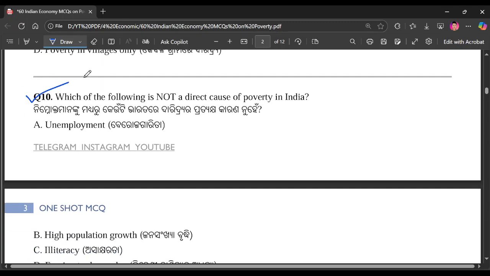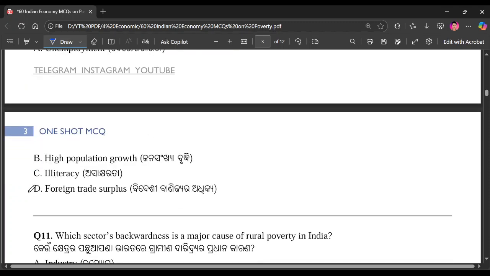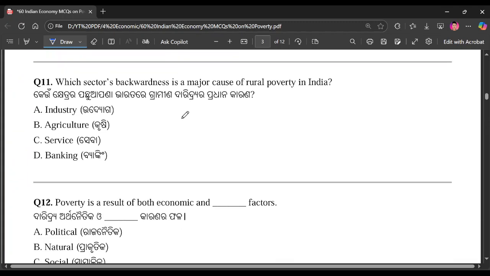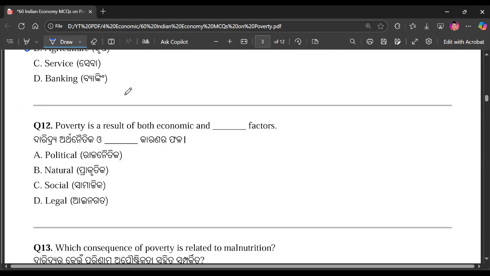Question number 10. Which of the following is not a direct cause of poverty in India? Right answer is option number D. Question number 11. Which sector's backwardness is a major cause of rural poverty in India? Right answer is option number B. Question number 12. Poverty is a result of both economic and death factors. Right answer is option number C.